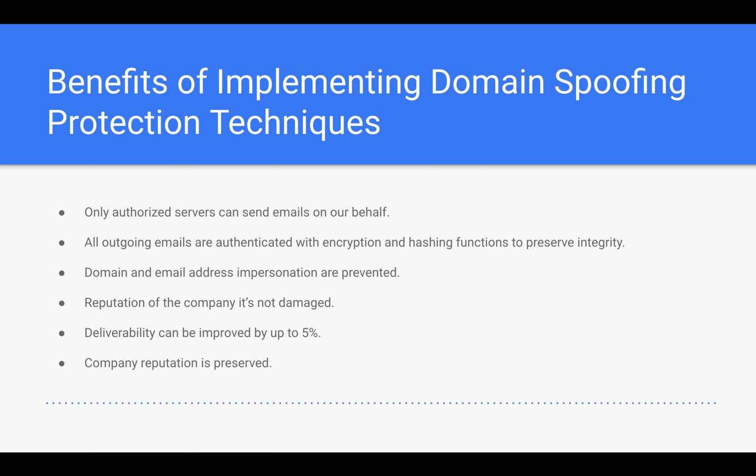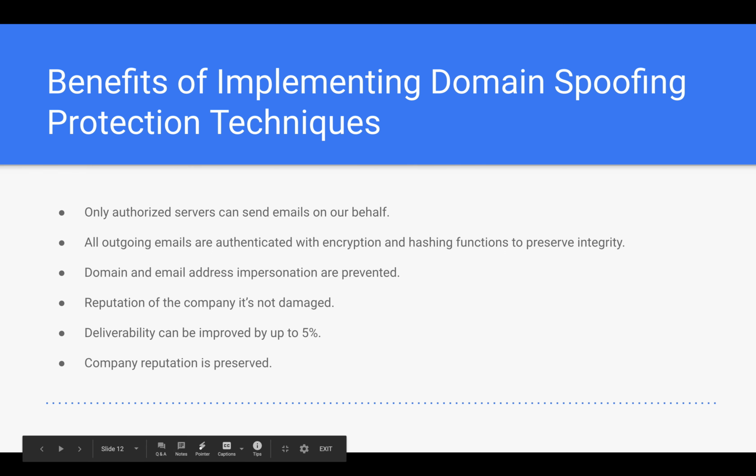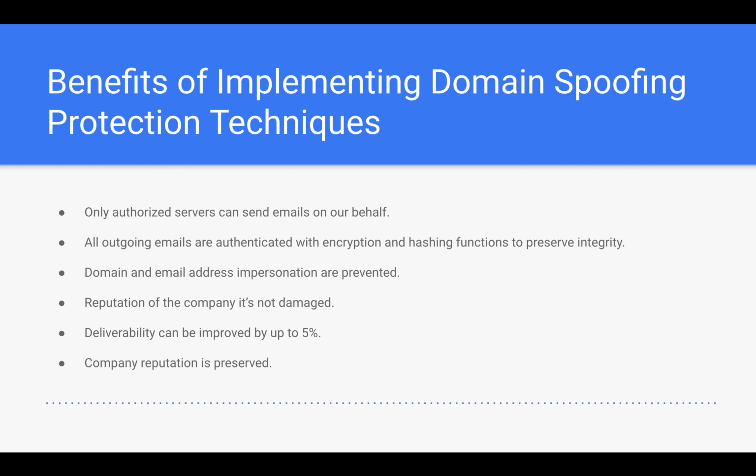So the benefits of implementing domain spoofing protection are: only authorized servers can send emails on our behalf. All outgoing emails are authenticated with encryption and hashing functions to preserve integrity. Domain and email address impersonations are prevented. The reputation of the company is not damaged. Deliverability can be improved by 5%, and company reputation can be preserved.